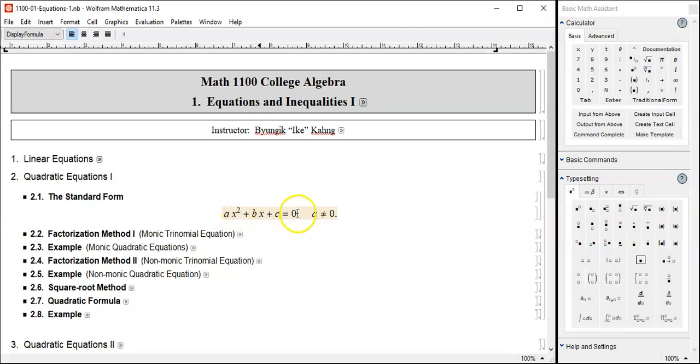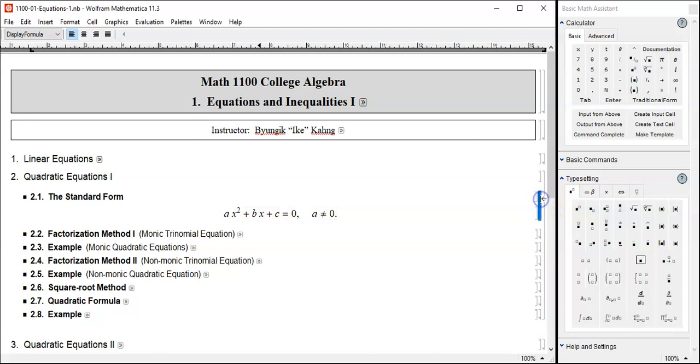Of course, the right-hand side does not have to be 0. If there's something else, then of course we can move those to the left-hand side and make this into 0. But this one over here should not be 0. If a is 0, then you have a linear equation, just first order.